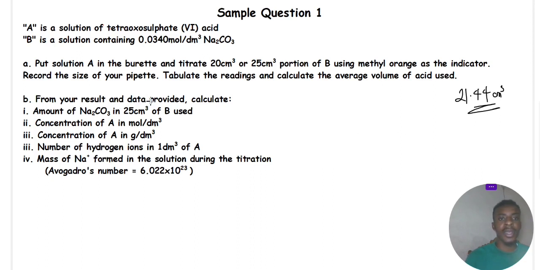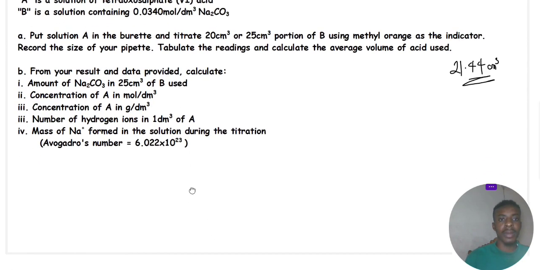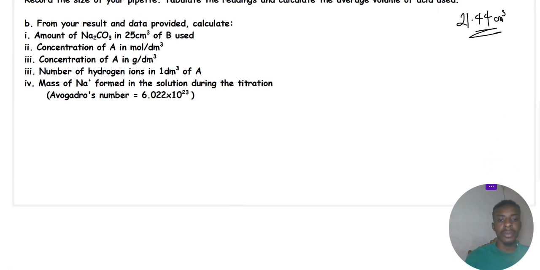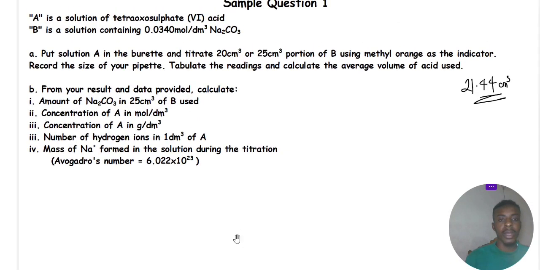Then from your results and data provided, calculate the amount of sodium carbonate in 25 cm cube of B used, the concentration of A in mole per dm cube, the concentration of A in grams per dm cube, the number of hydrogen ions in 1 dm cube of A, and the mass of sodium ion formed in the solution during the titration. So we'll start with the first one, which is the amount of sodium carbonate in 25 cm cube of B.